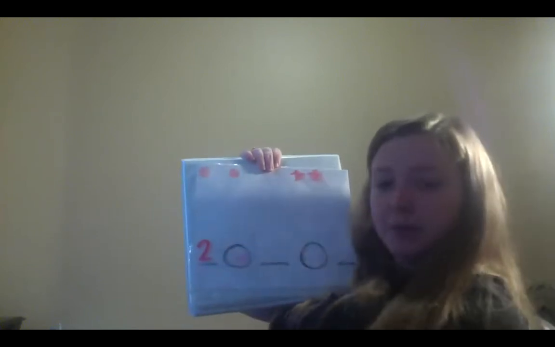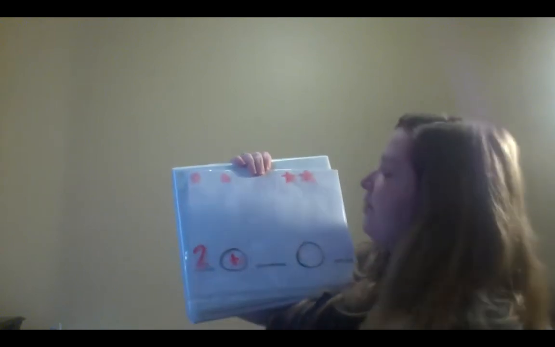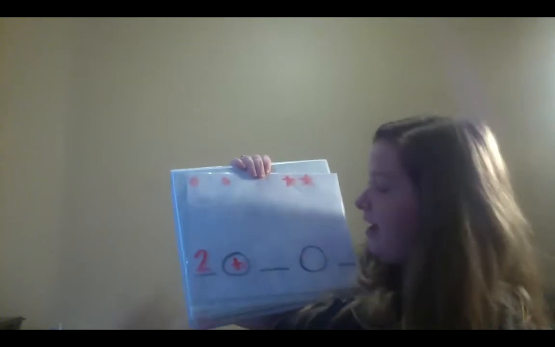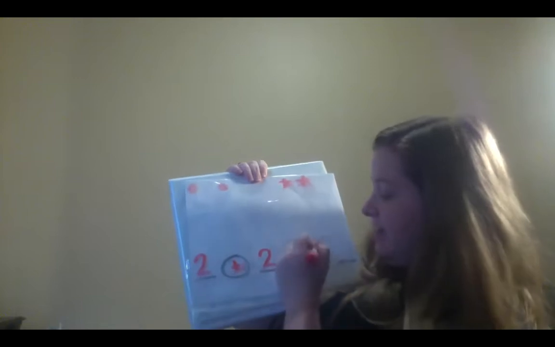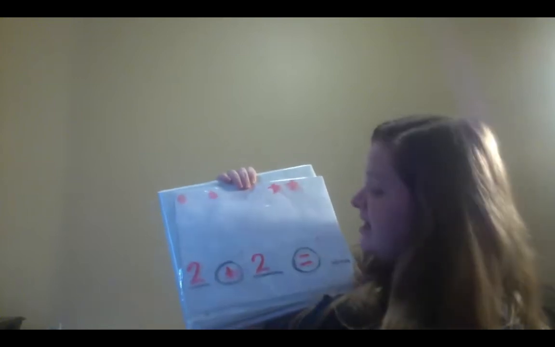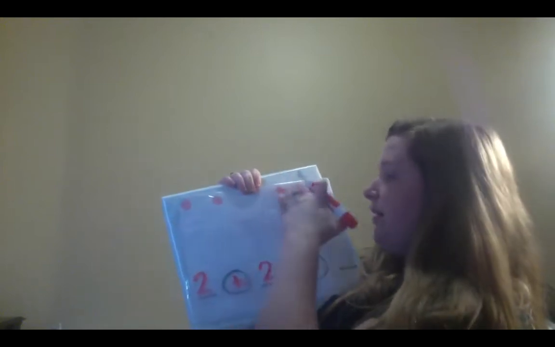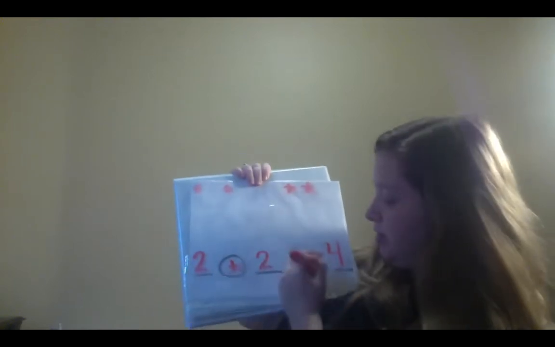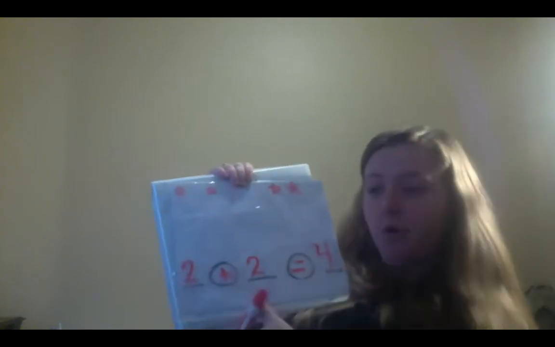What's the fancy symbol that goes in the first circle? A plus sign. How many stars do I have? I have 2 stars. What's the fancy symbol that goes in the second circle? An equal sign. And what's my total? Let's see. 1, 2, 3, 4. 4. So our first grade math problem shows us that 2 plus 2 equals 4. All right, give yourselves a round of applause.